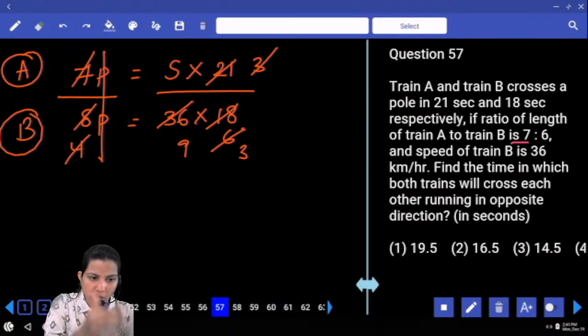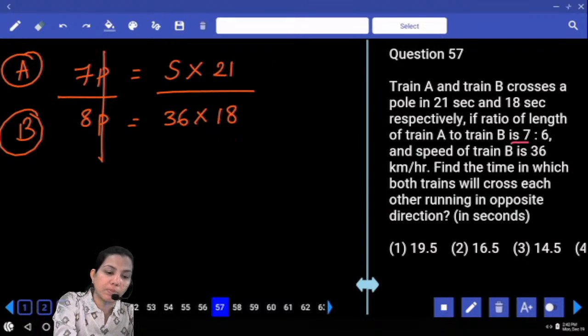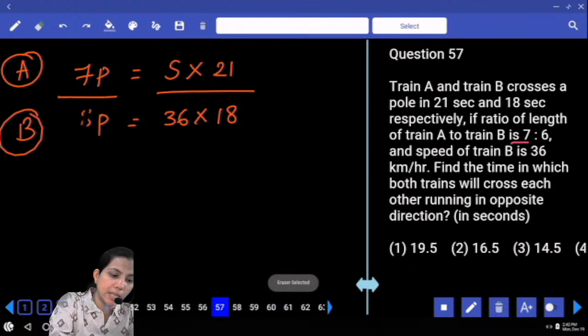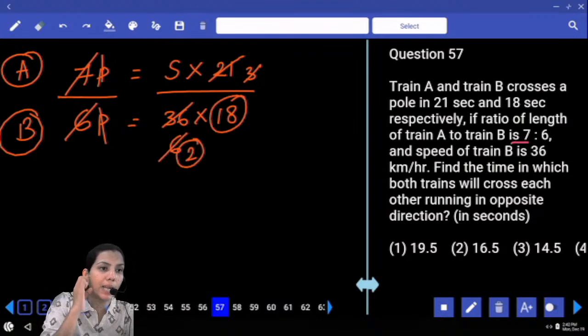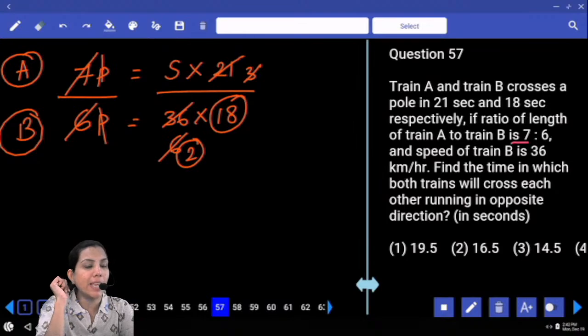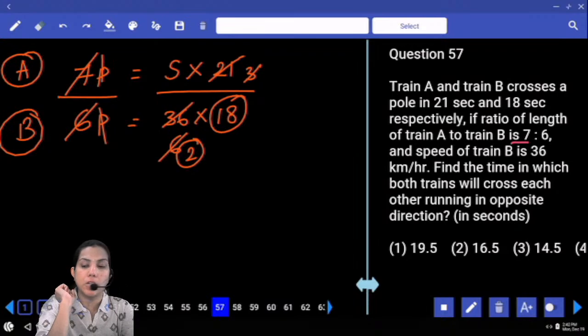అంతేనా? ఒక్క నిమిషం. B 6 ఏనా? ఓకే ఓకే. 7:6. సారీ. ఓకే, ఈ వాల్యూ వచ్చేసి 6. It is 6 parts only. Okay. This is 6. And 6 exactly 6 times. Parts and parts cancel. 7 exactly 3 times. 3 exactly 2 times. 18 into 2 is equal to 36. Speed of train B is already given and speed of train A is also 36. A speed 36, B speed also 36.